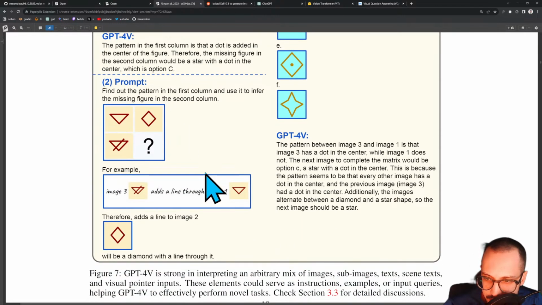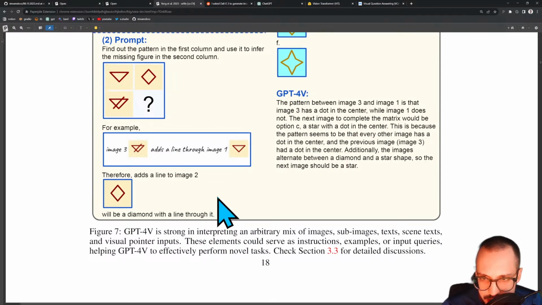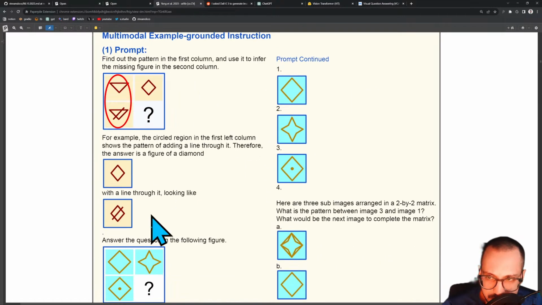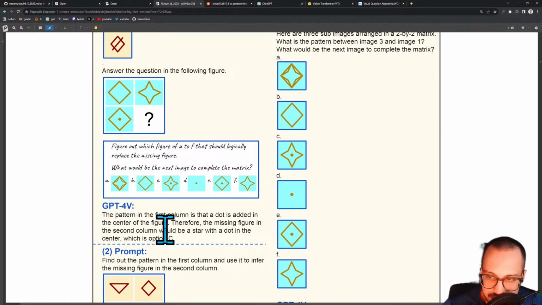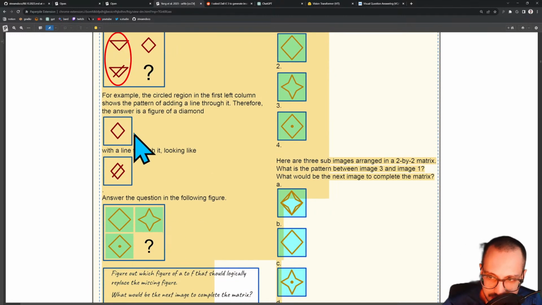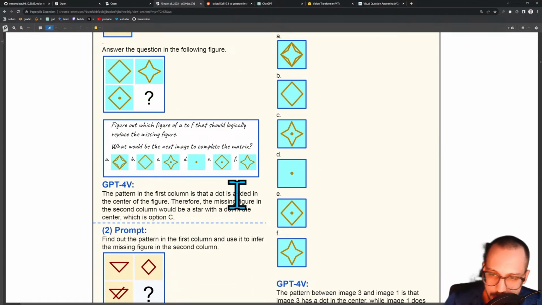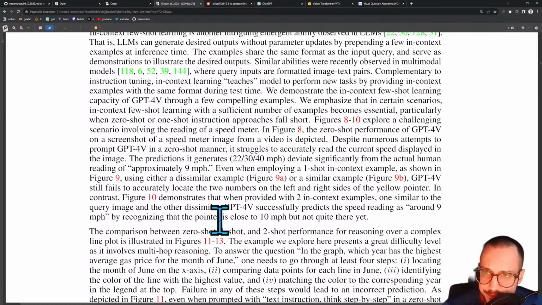Figure out the pattern. Strong in interpreting an arbitrary mix of images, sub-images, text, scene text. These elements could serve as instructions. So you see here how the interleaving is what they're talking about, where the prompt has a bunch of interleaved text and images. You have text, then image, then text, then image, then text, and then image. That's quite powerful, right? You don't have to put all your images first and then reference them. You can interleave them so the ordering of the text and images can encode some additional information.